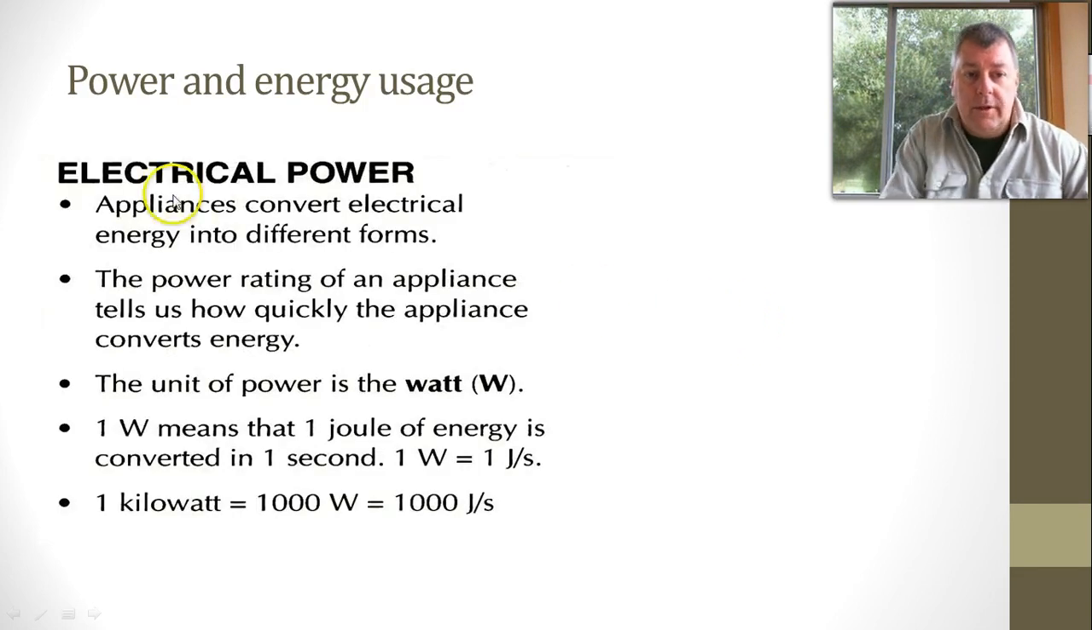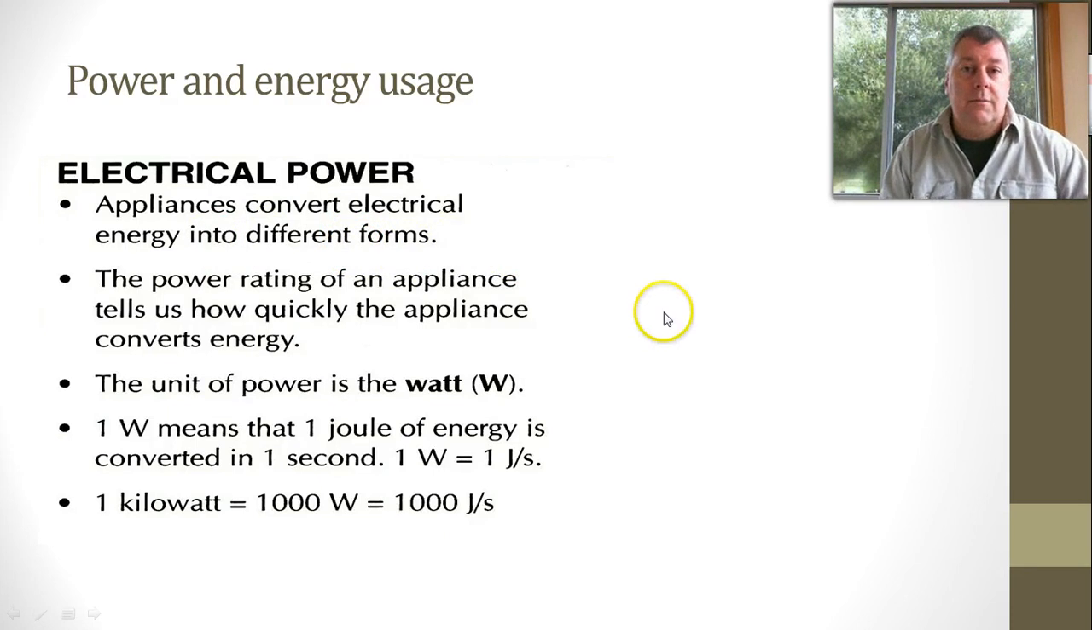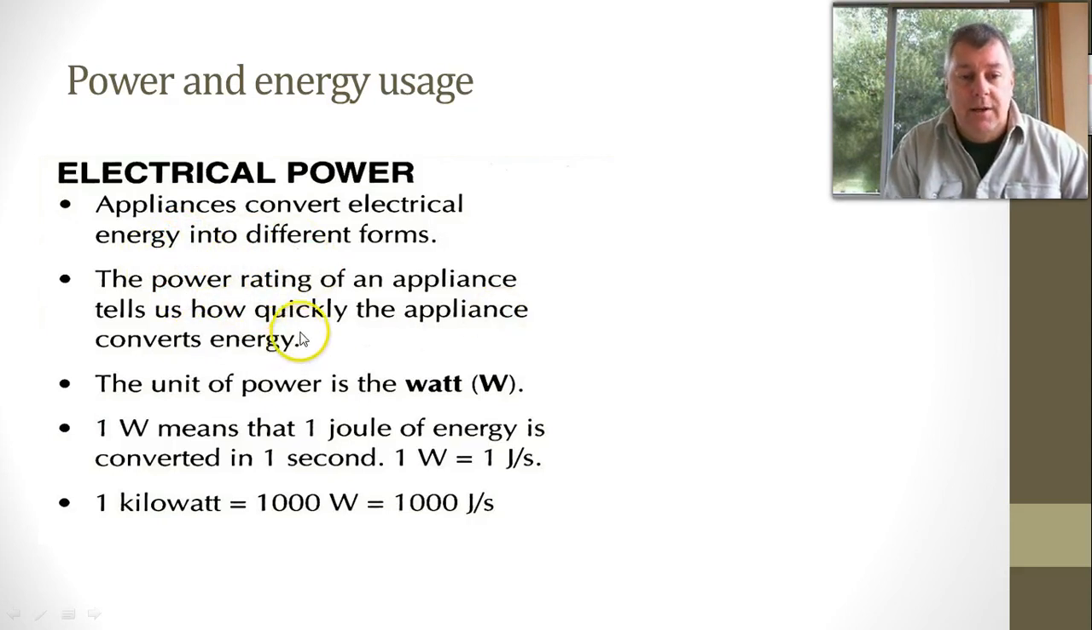So all electrical appliances convert electrical energy into different forms. A heater converts it to heat, a sound system converts it to sound, things like that. Now every electrical appliance is given a power rating, and that power rating tells us how quickly the appliance converts energy. Now remember, in physics, we measure energy in joules.